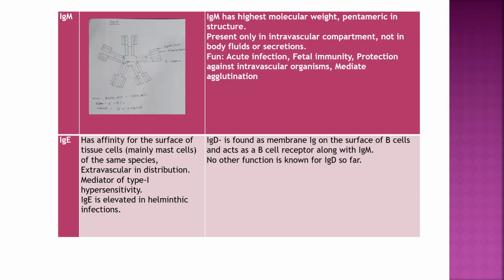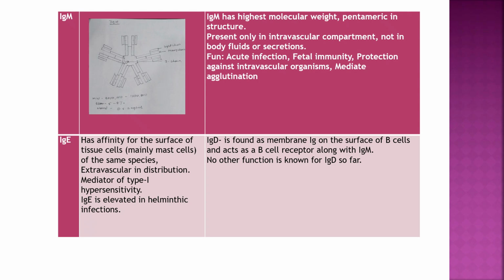IgM has the highest molecular weight and is pentameric in structure. It is present only in the intravascular compartment and not in body fluids or secretions. Function: it represents acute infection, fetal immunity, protection against intravascular organisms, and mediates agglutination.